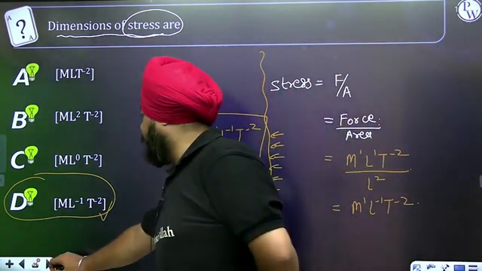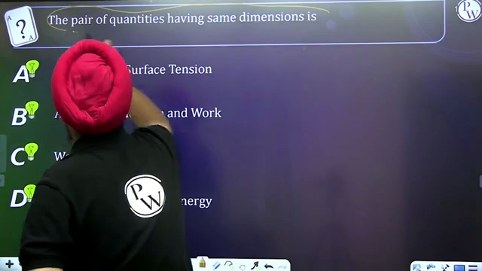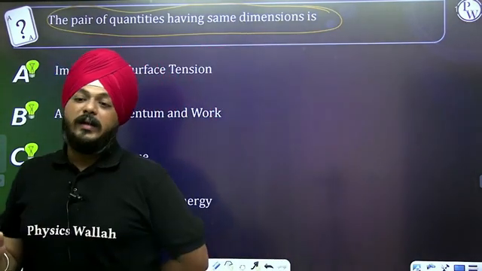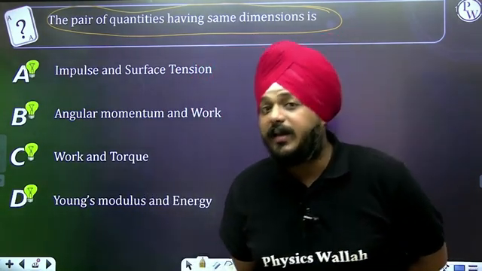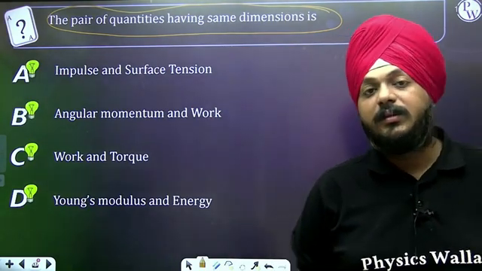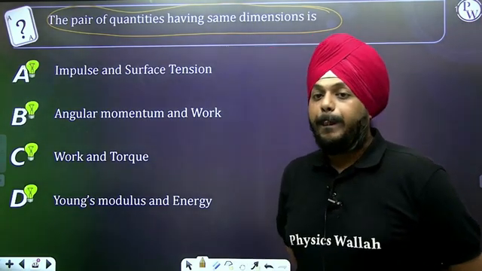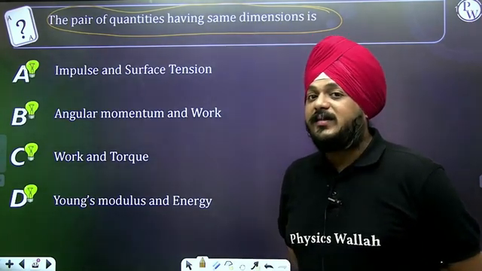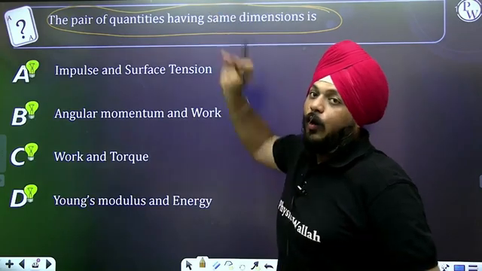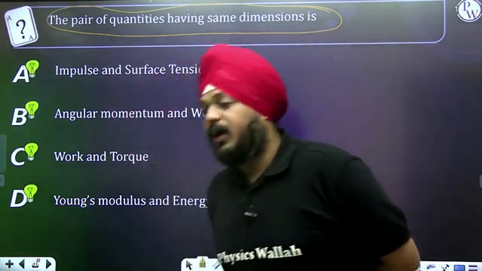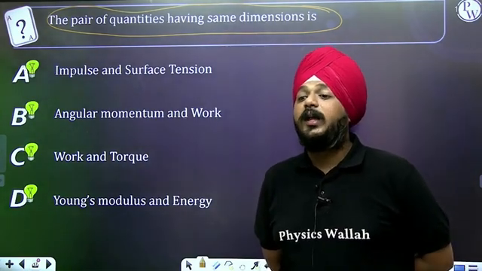Let's move on to the next question. The pair of quantities having the same dimensions. Sometimes questions can be solved using the trial and error method. This method states that each and every option needs to be checked against the question to reach the correct answer.